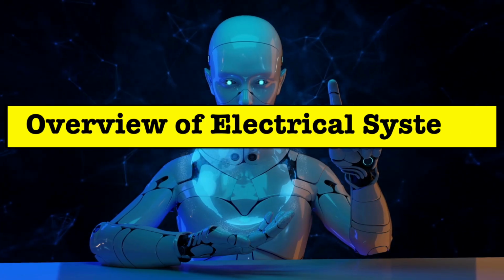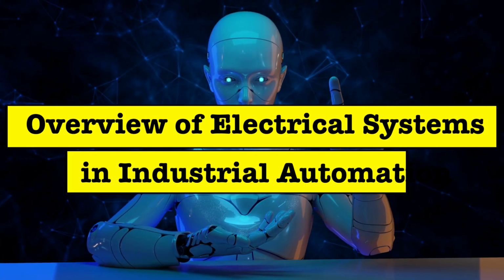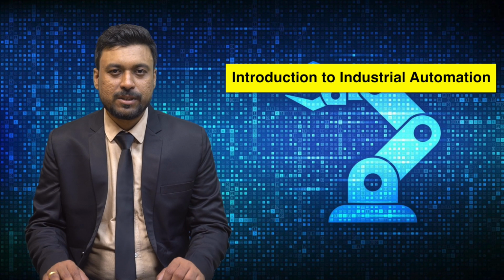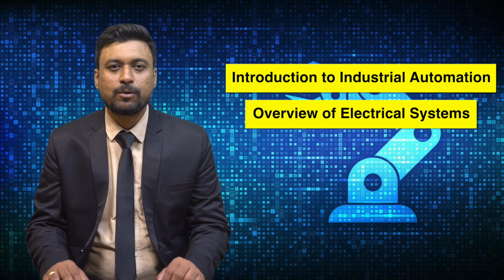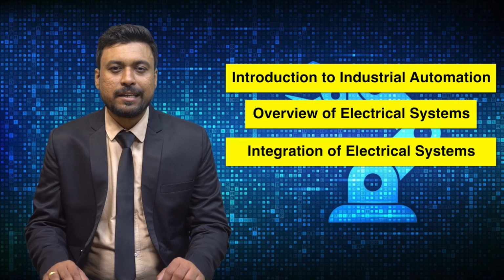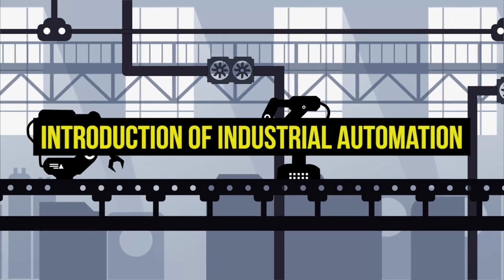Today, we begin with our first lecture focusing on overview of electrical system in industrial automation. In this lecture, we cover the following topics. The first one, introduction of industrial automation. Second one, overview of electrical system in industrial automation. The third one, integration of electrical system in industrial automation. So let's start the lecture with the first topic, introduction of industrial automation.